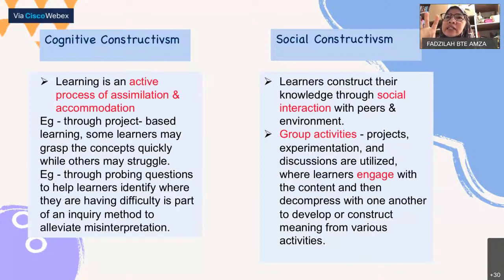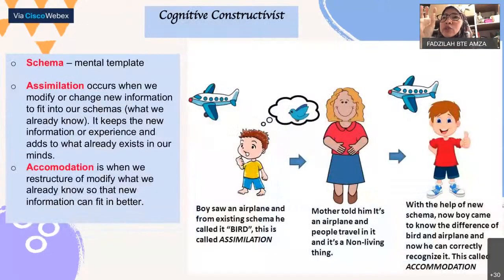Okay, these are key terms in cognitive constructivism by Dewey and those psychologists that believe in cognitive constructivism. We have schemata. Dalam kepala kita memang kita dah ada template schemata. Mental map yang kita dah ada dah, we believe as true. But along the way, bila kita belajar, okay, look at the picture. This boy saw an airplane and dia dah ada existing schema about bird.